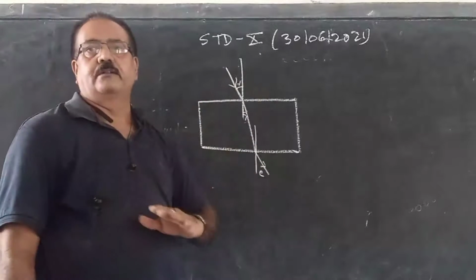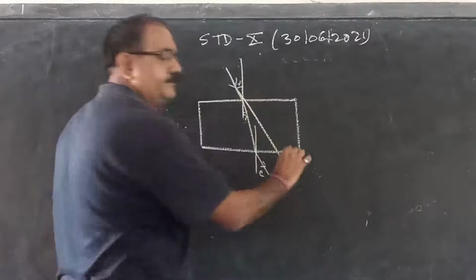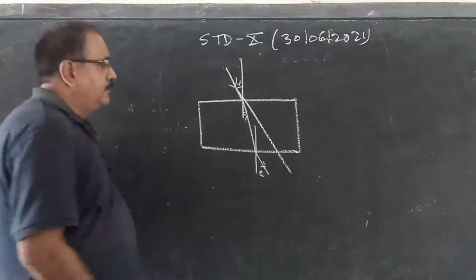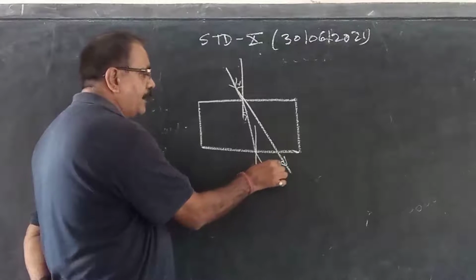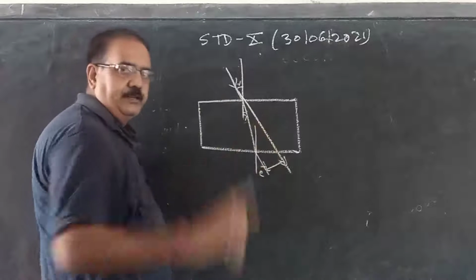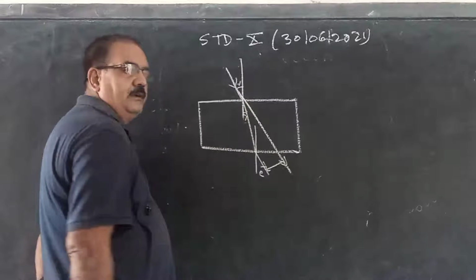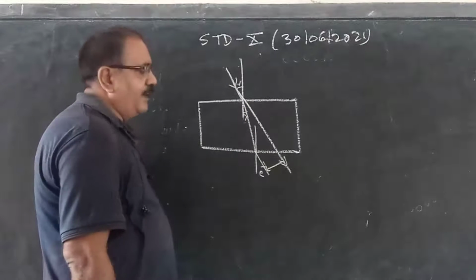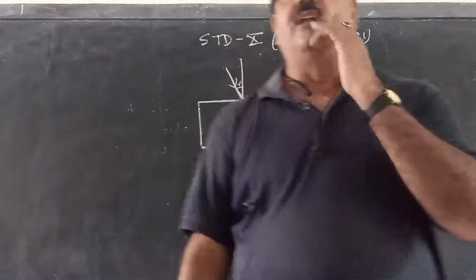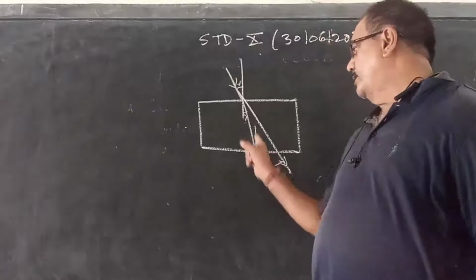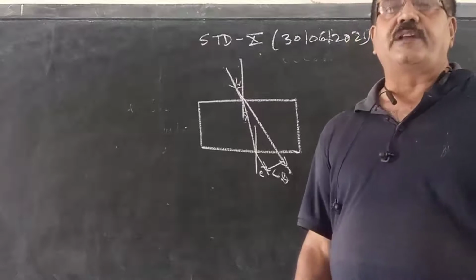If there is no such medium, then this incidence ray would pass and deviate like this. The perpendicular distance between the emergent ray and the original incidence ray is known as lateral displacement. This is known as lateral displacement.